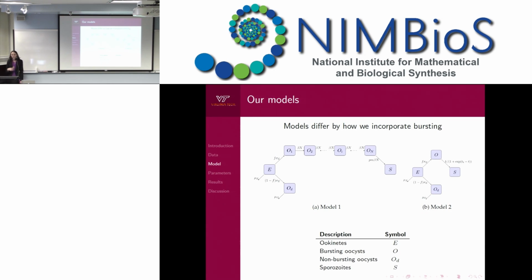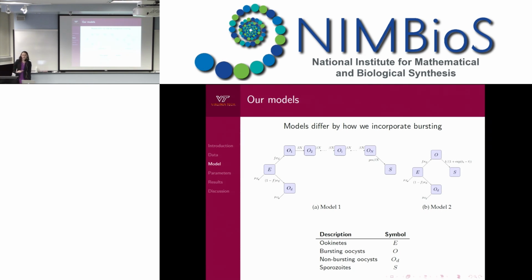So we started off with a number of different models that we considered, but ultimately we settled on two that we thought were pretty relevant, and I'll talk to you about the main difference between them. Here, we start off with our level of ookinetes in E, and then we assume that there are two types of oocysts that can be produced: ones that are ultimately going to burst and produce sporozoites, and another set that are not going to ever burst, but may be subject to mortality over time.